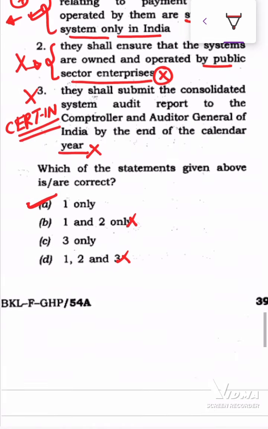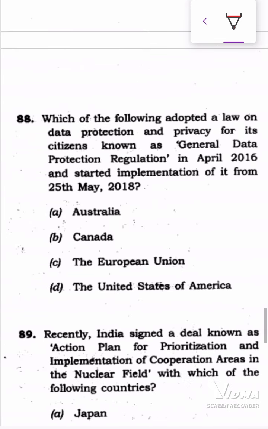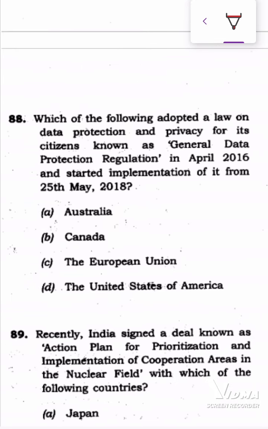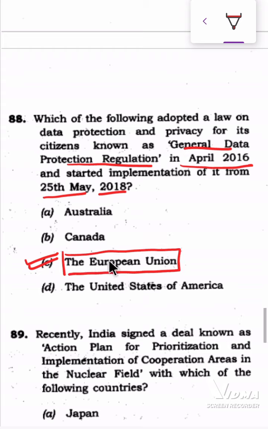Now we have to go to question number 88. Which of the following adopted a law on data protection and privacy for citizens, known as the General Data Protection Regulation, in April 2016 and started implementation of it from 15th May 2018? Actually, it's a straightforward question. That's the European Union.